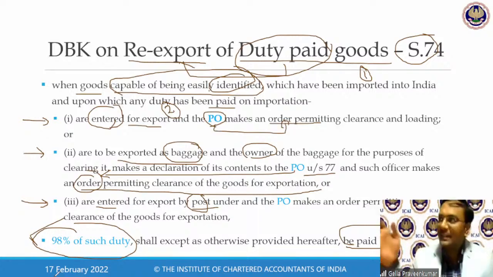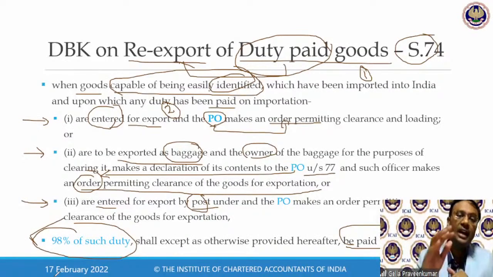When you take back this bicycle out of India, you are entitled to a duty drawback of 9,800. So what happens to the balance 200? It's a policy decision that I will not give you 100% duty as a drawback. I'll give you only 98%. So can this amount be reduced? The answer is yes. We have a couple of subsequent slides to answer.